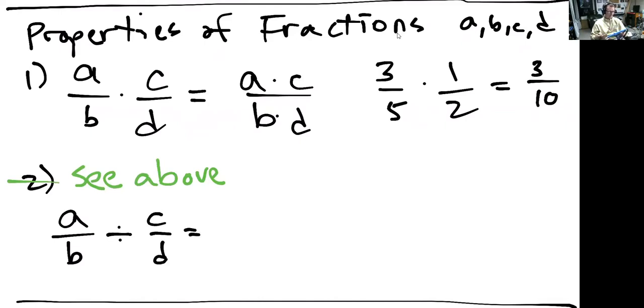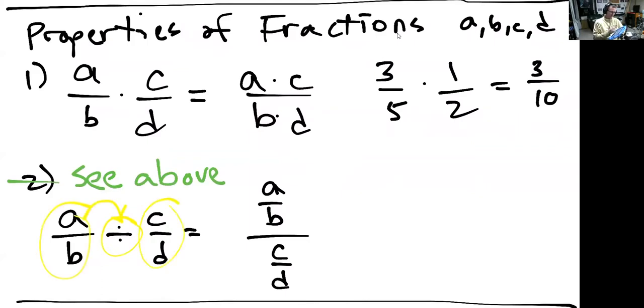And what do we get here? Well, the common way of thinking about this is we're going to write this in a different way. This is A over B divided by C over D, because really fractions are just division problems. We can write it this way. In fact, this symbol here is a symbol for where to put the numbers. This number goes on top, this number goes on bottom. So this division problem is really just a fraction problem.